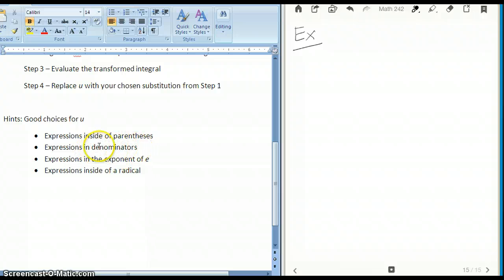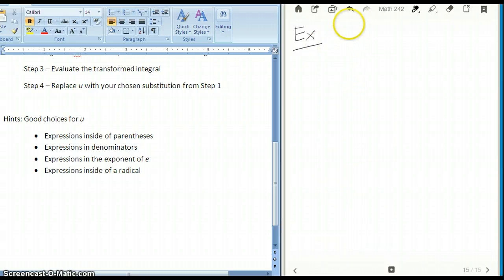Another good place is in denominators. Maybe there's some yucky expression living in a denominator. That would be a good choice. Another good place to pick is up in the exponent of an exponential, up in the exponent of e or something like that. That's a good place to pick a u substitution. And lastly is inside of a radical. If you have some sort of crazy expression in terms of x or something living in there, then that's a good place for a substitution.